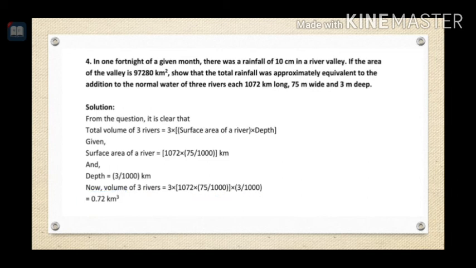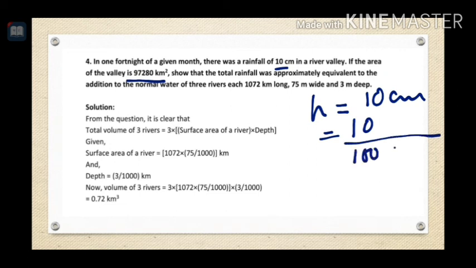Now the area of the valley is given as this much, and there is rainfall of 10 centimeter, right? So you can consider the height of the water during this rainfall is equal to 10 centimeter. Converting in kilometer, it will be 10 by 100 into 1000. By 100 you are converting in meter, by 1000 you are converting it in kilometer.